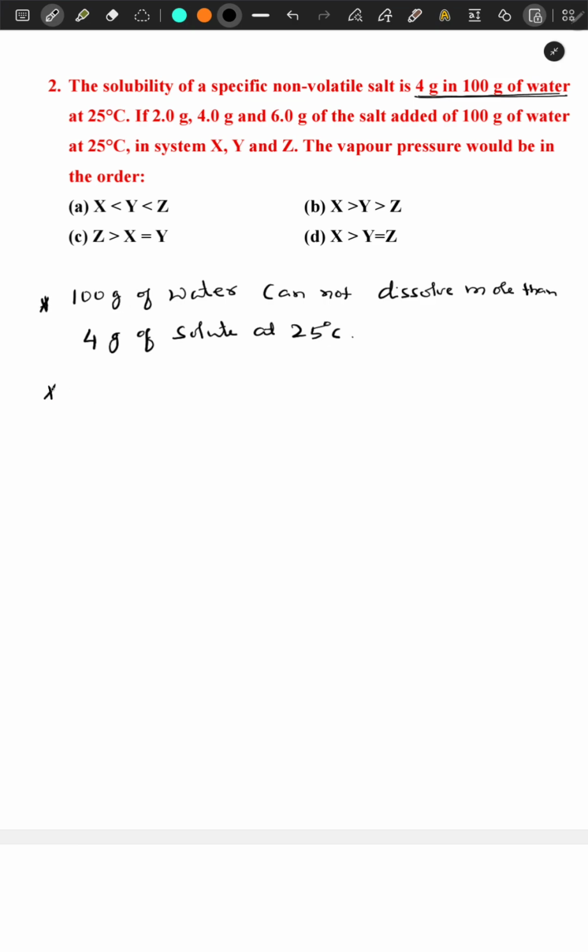One more concept you have to recall here is, if less amount of solute is dissolved, then the vapor pressure of that liquid will be more. This is the concept you have to remember. So here, what are the solutes they have given? One is substance X, another one is Y, another one is Z. You observe. How much of X is dissolved? X is 2 gram. So definitely 2 gram will dissolve in 100 gram of water at 25 degrees Celsius.